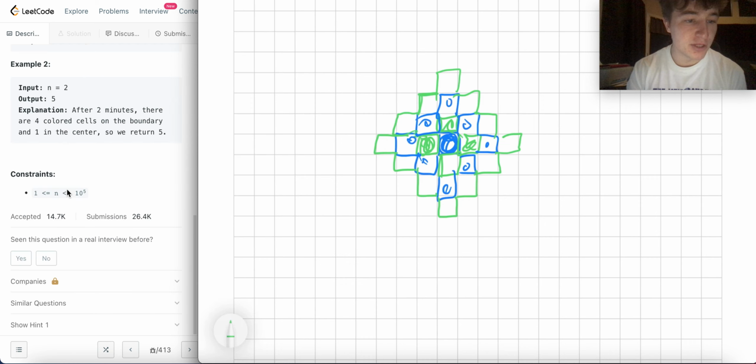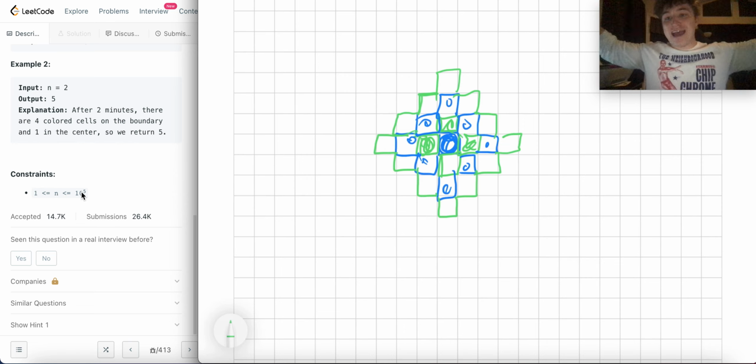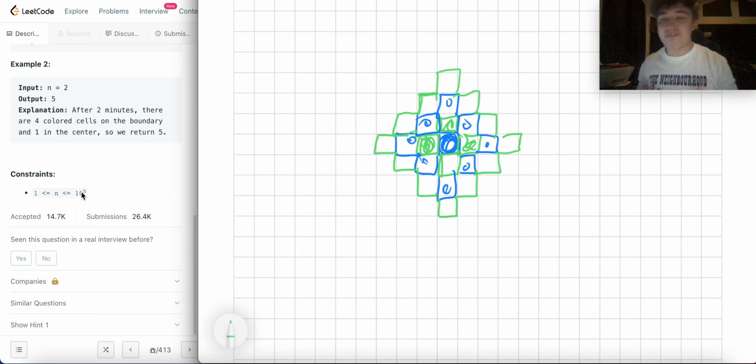I guess if we looked at the constraints, 10 to the 5, if we did 10 to the 5 levels of breadth first search, it's going to get big pretty fast. And there's a faster way. All that to say that there's a faster way.